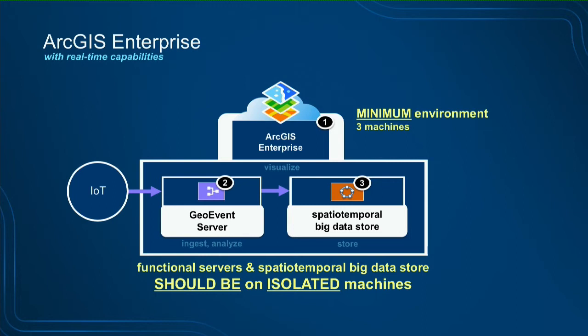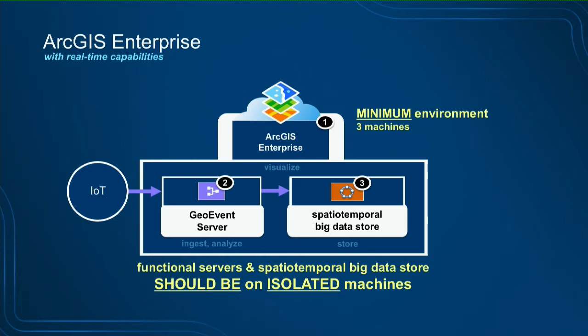So as far as topology, what does this look like when I deploy an environment? The minimum environment that would be a real-time GIS system would look something like this, where there's 3 machines. And it's important to make sure that these machines are isolated because these functional servers have very similar resource needs. So GeoEvent Server is very network and CPU and RAM intensive. And the big data store is also network and RAM and CPU intensive. And so if you put those on the same machine, they're going to be competing for the same resources.